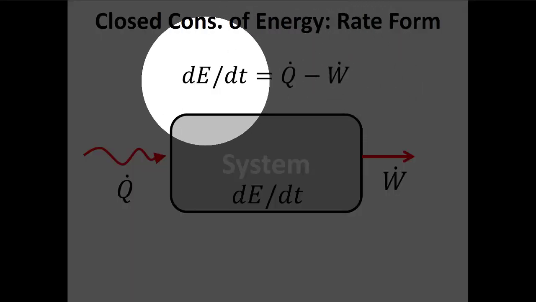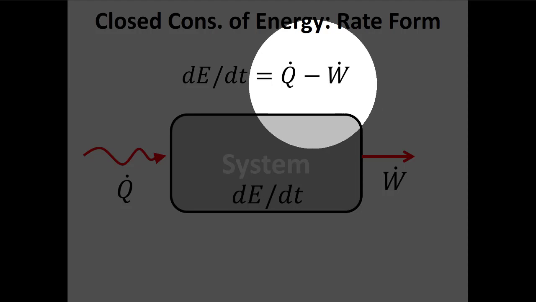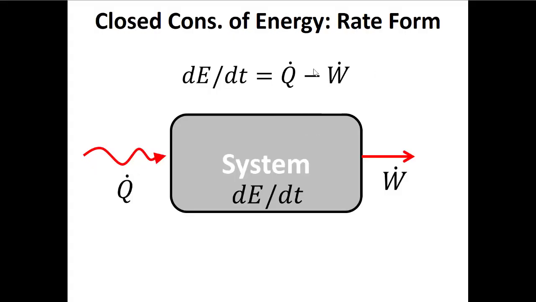So here we have this dE by dt term. This is telling us how much energy is either stored or depleted in our system. Now, these terms, where we have dots on top of them, Q dot and W dot, these are rate terms. Just like we have the mass flow rate, how much mass is either coming into or out of our system. Q dot is the heat transfer rate. That's the rate at which heat is entering the system. And the W dot, that's the rate of work coming out of our system.